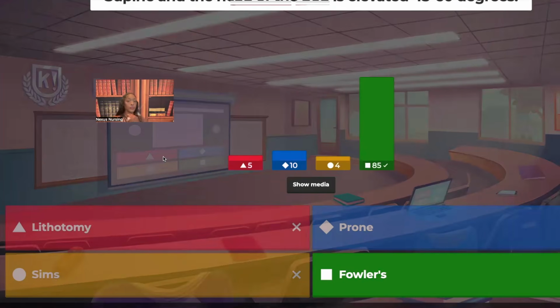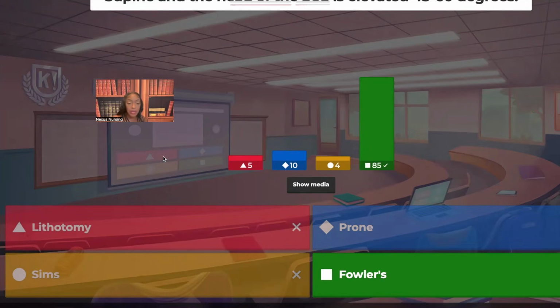Very good. Fowler's position. So let's talk about the other positions, guys. Lithotomy position. That's when the patient will be lying down on their back and their hips and their knees are going to be flexed. The legs are going to be separated. Sims position. That's when the patient is lying on their side. They're turned towards prone at like a 45-degree angle, but they're not prone. They're on their side between the side and prone position at a 45-degree angle.